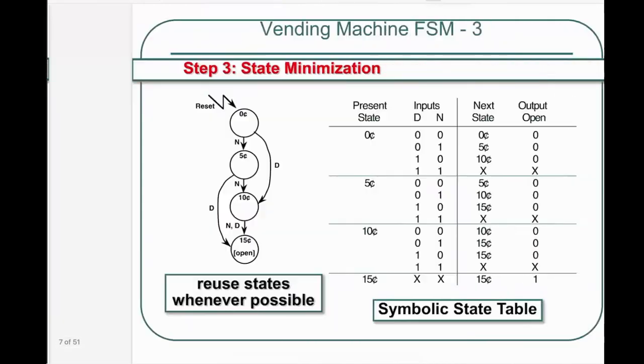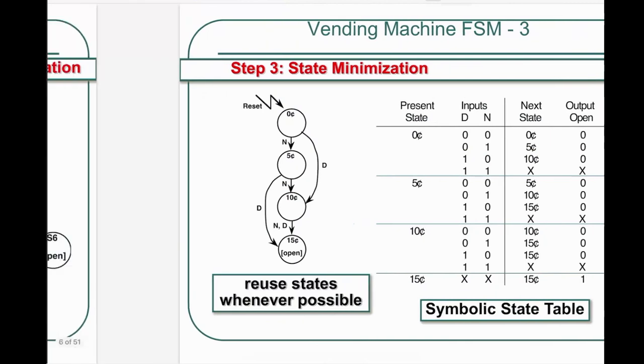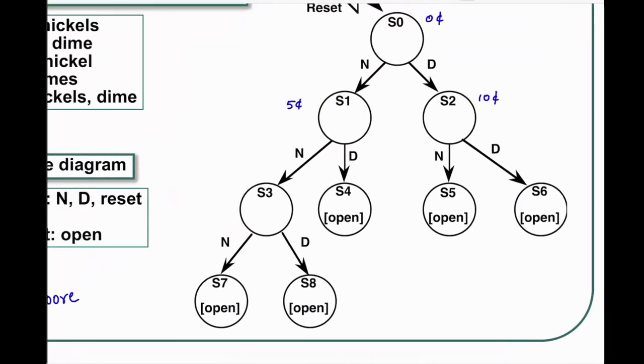Okay. So in step number three, we work on state minimization. So instead of using state 0, state 1, state 2, state 3, and so on, all the way to state 8, by the way, if we implemented this FSM as is, how many flip-flops would you need? 3 or 4? You've got state 0 all the way to state 8, so that is 9 states. That's right, 9 states. If I was using 3 flip-flops, I could go only up to 8. I need one more state, so I need 4 flip-flops.